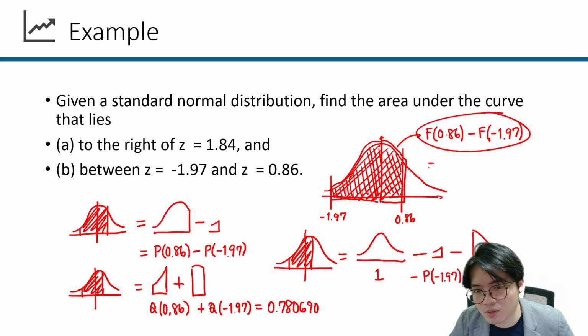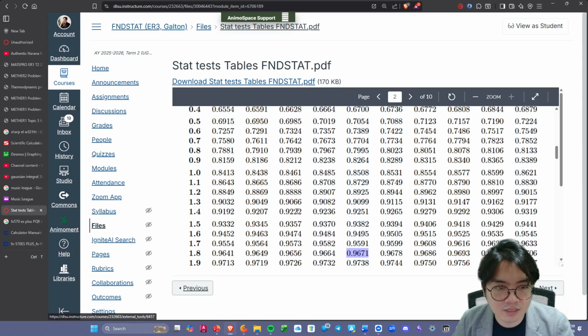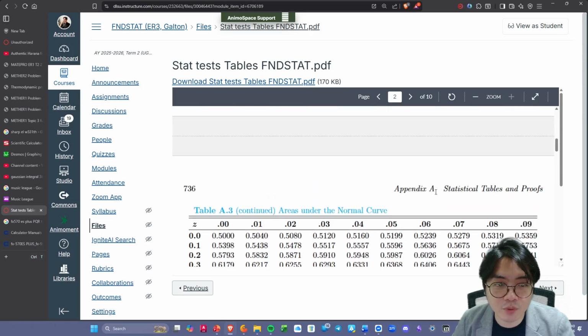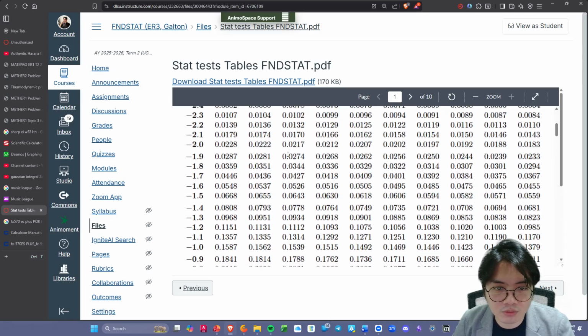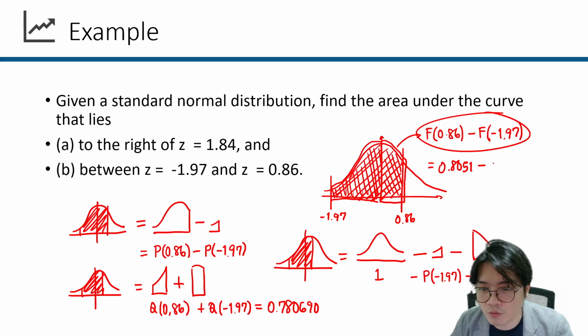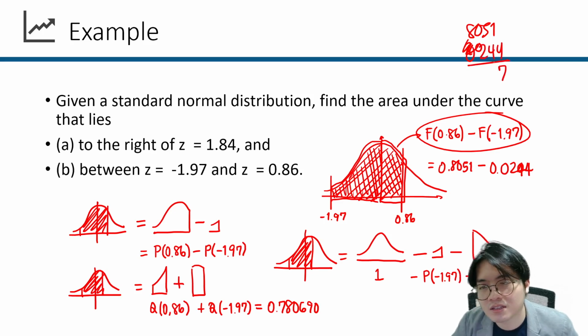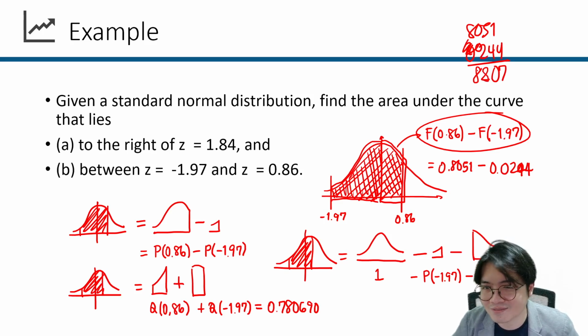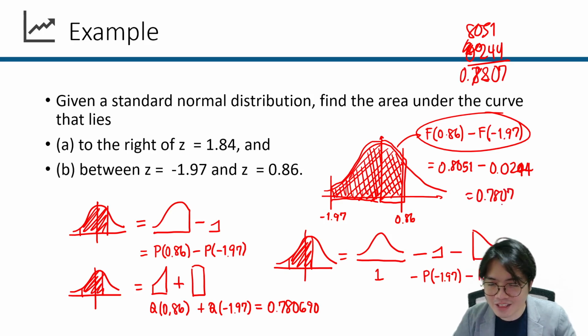If we instead use the table, we would get 0.86. Let's use 0.8051, and then minus negative 1.97, which is 0.0244. Sorry, the sum is 0.7807. Yikes. Sorry, the mental math was not mathing.